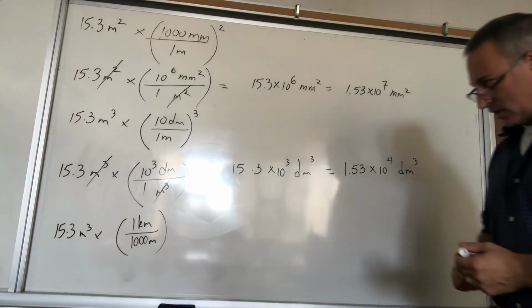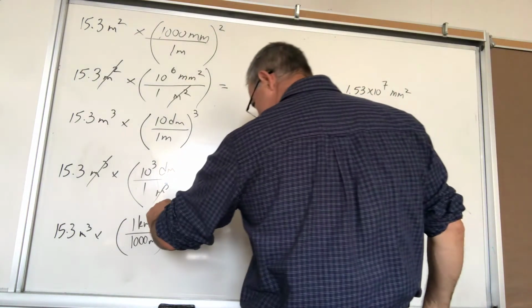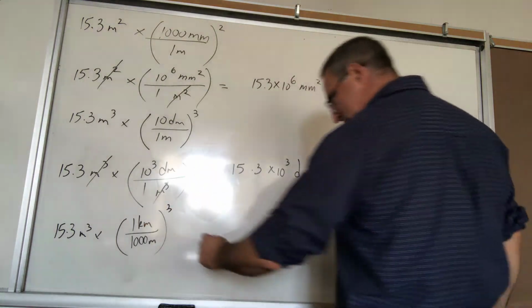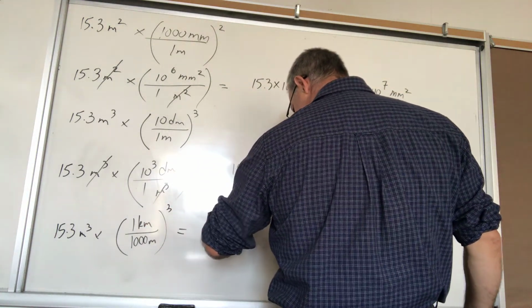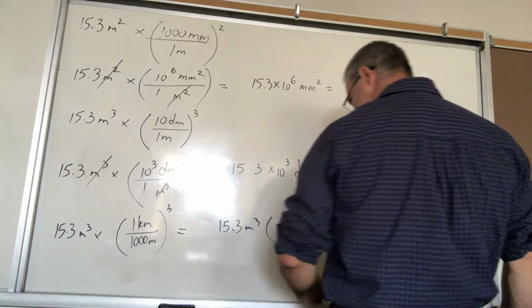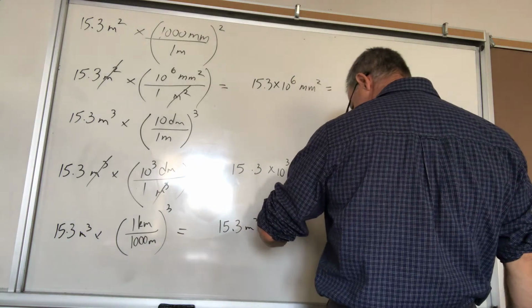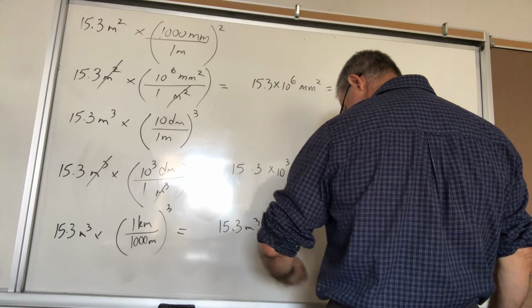Okay, we'll see. Power of 3 then. And raise this to the power of 3. So that's equal to 15.3 meters cubed times 1 cubed is still 1. Kilometers cubed becomes km to the power of 3.